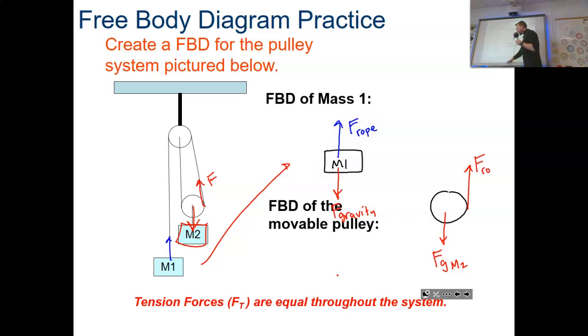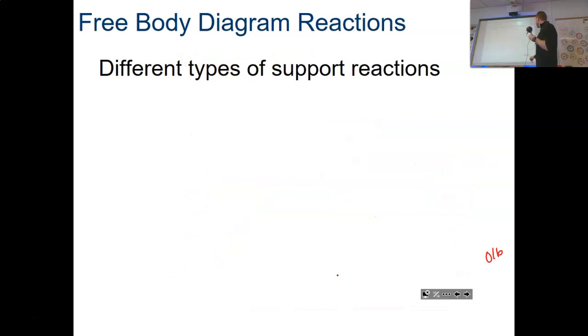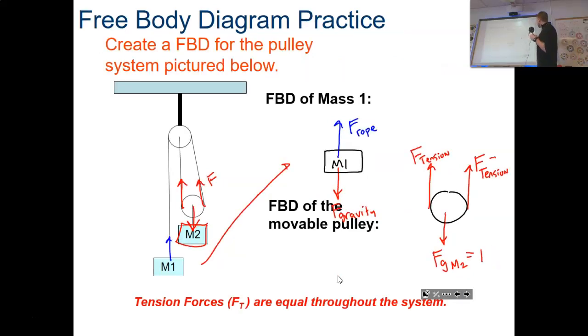Sometimes people label that as tension, force of tension. And there's another one. There are 2 ropes lifting up on that pulley. And let's say that mass 2 was 10 pounds, that means that this is 5 pounds and this is 5. That's kind of how that works. That's how pulleys get away with doing what they do.